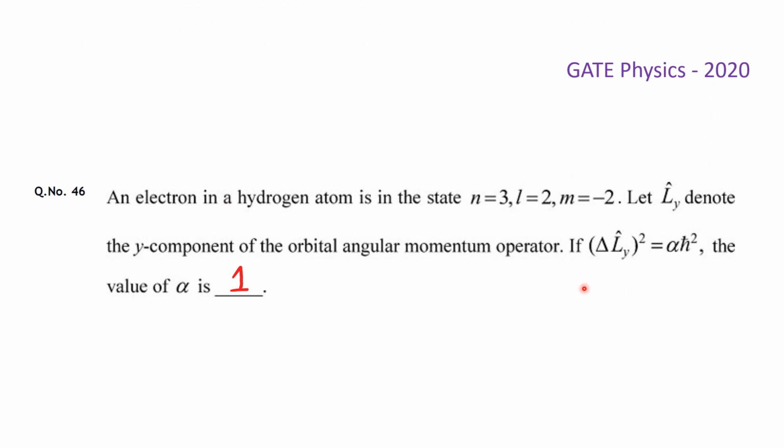So according to our solution, for this electronic state in the hydrogen atom, that is n equals 3, L equals 2 and m equals minus 2, the value of delta Ly cap whole squared equals h cut squared. So the alpha value will be 1 in our case.